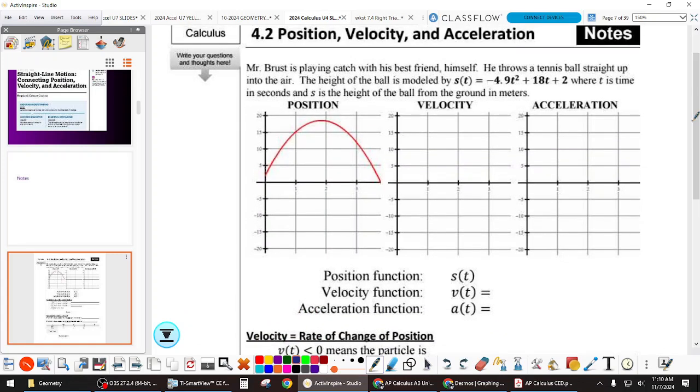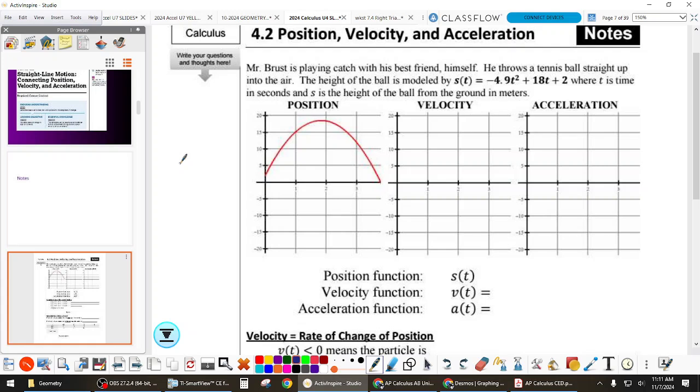So position, I think I've mentioned this before. Position is most often given by S instead of P of T. So S of T stands for position. And that's true across calculus and physics. You guys haven't taken physics if I remember right? Yeah. But if you do, you'll see that. I just took physics last year. Oh. Okay, I didn't know.